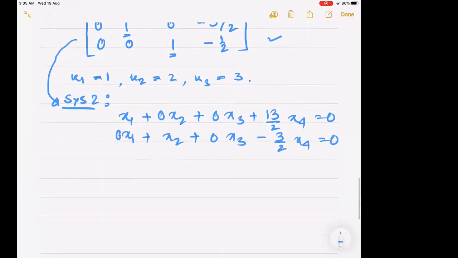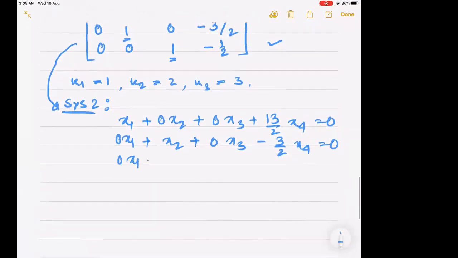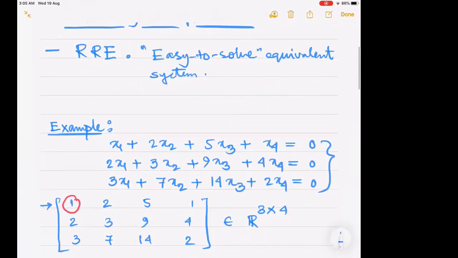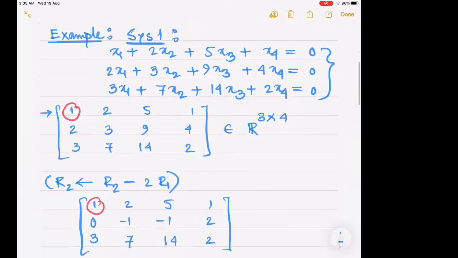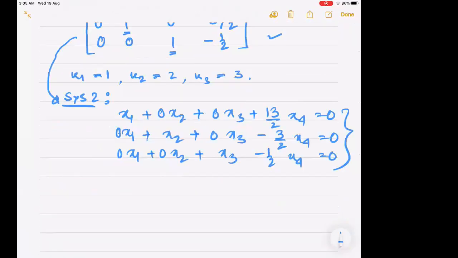And finally, 0 times x1 plus 0 times x2 plus x3 minus half into x4 equals 0. This system of equations and the earlier system 1, that is the given system of equations, are equivalent because they have been obtained by taking invertible linear combinations, since I've done row operations only. But now what is so good about this system 2?